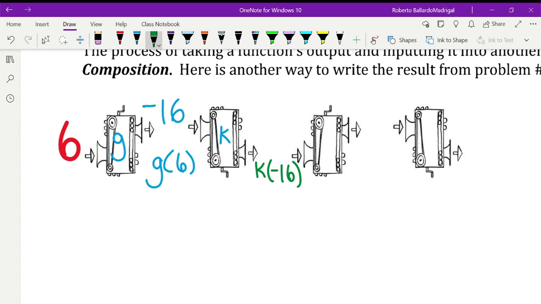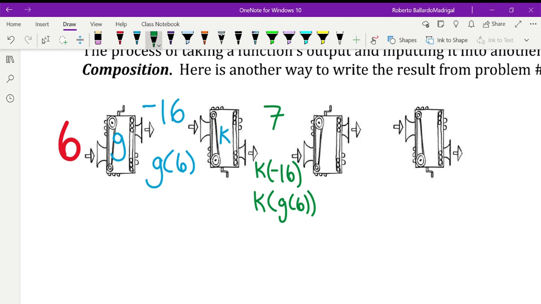Additionally, instead of k of negative 16, we could also write this as k of g of 6, where g of 6 is the input of k. Numerically, though, our answer was a 7. So we're doing layers now. Think of an onion. You see how an onion has layers? We're doing the same thing here. G of 6 is the input for k. K of g of 6.